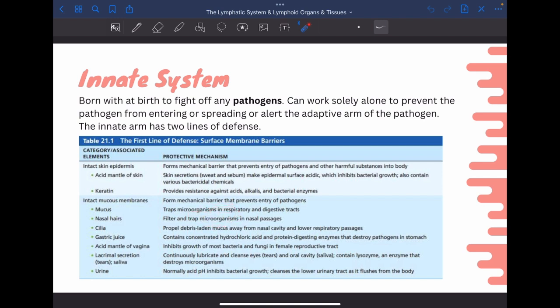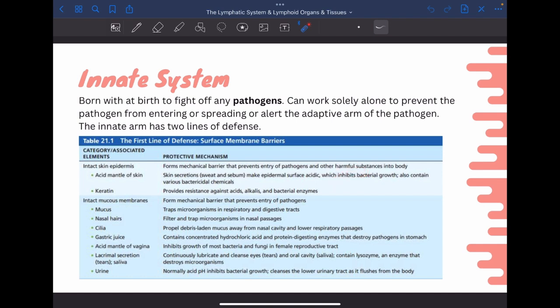We have nasal hair as well that will trap microorganisms, and the cilia that will propel the pathogens from the lower respiratory tract upwards. Then we have the acidity in certain structures. We have the acid mantle of the skin. The skin in general secretes certain secretions like sweat and sebum, which is the oil. These are all in general acidic in pH, and this inhibits the growth of bacteria.